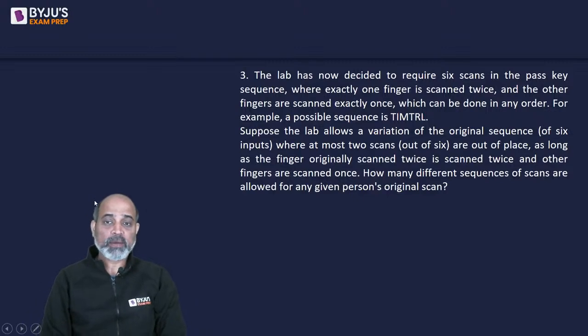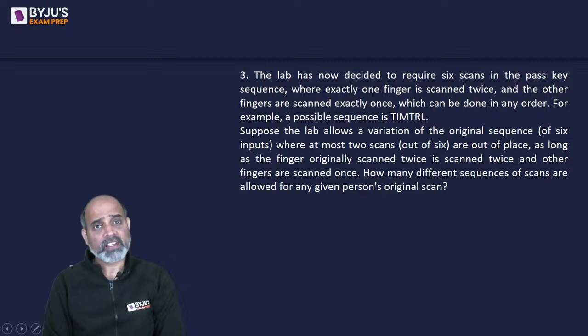Next, the lab has now decided to require 6 scans in the passkey sequence where exactly one finger is scanned twice and the other fingers are scanned exactly once, which can be done in any order. For example, a possible sequence is TIM, TRL. So T is scanned twice. Suppose the lab allows a variation of the original sequence of 6 inputs where at most 2 scans are out of place. As long as the finger originally scanned twice is scanned twice and the other fingers are scanned once, how many different sequences of scans are allowed for any given person's original scan?